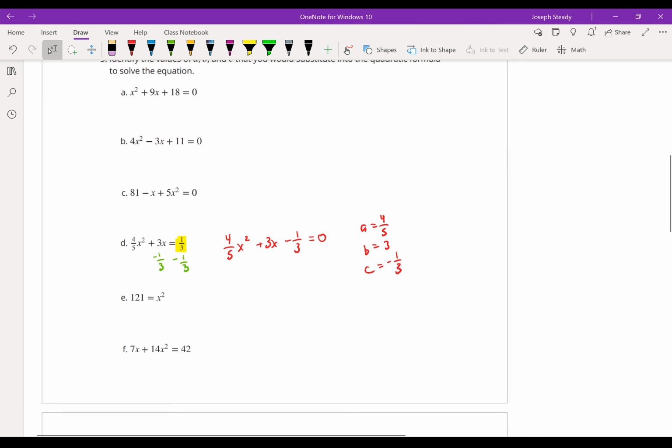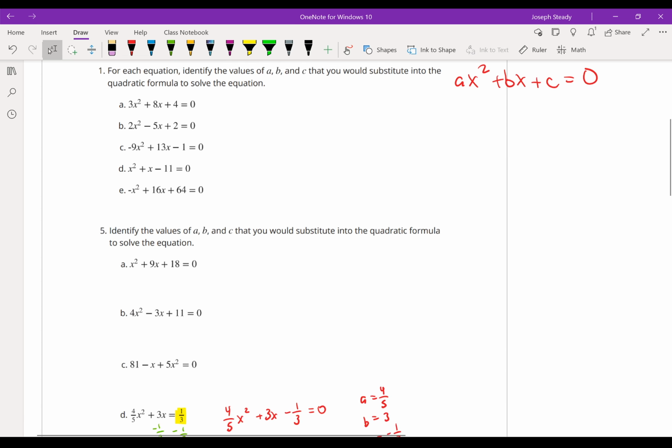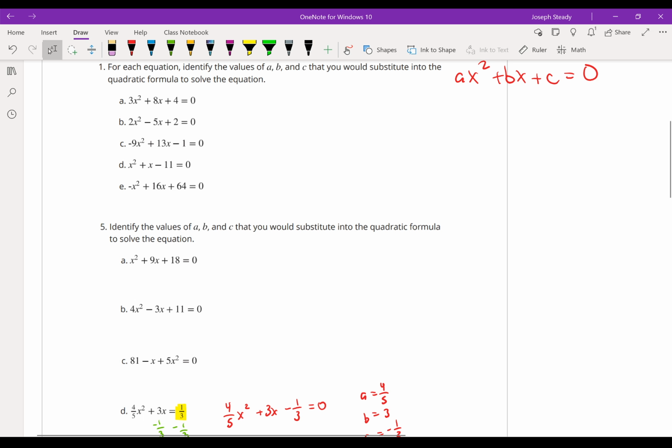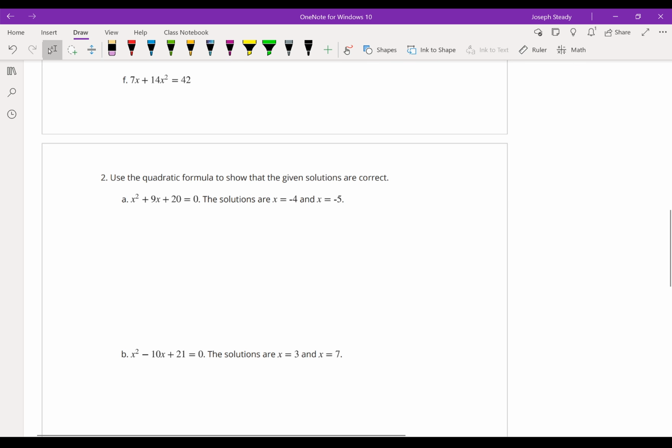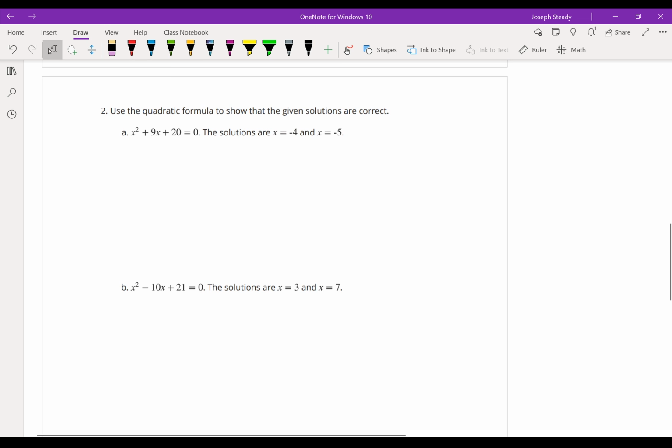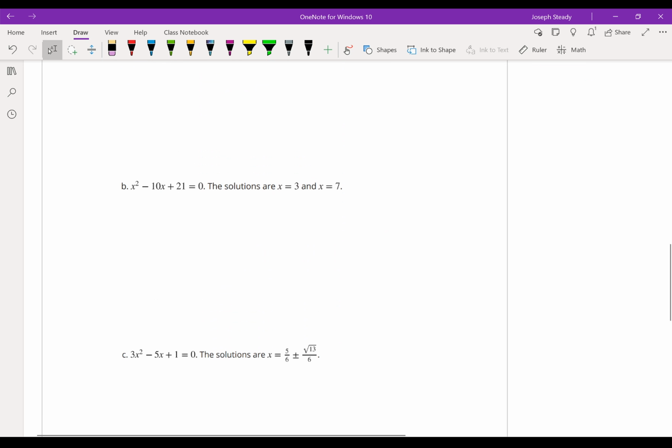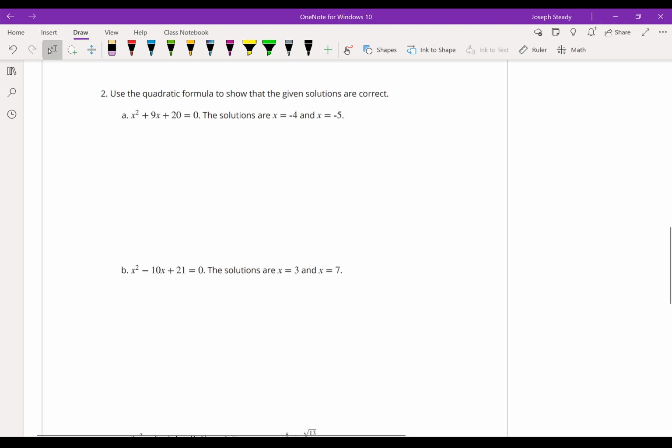Last thing to point out: problems 1 and 5 only ask you to find a, b, and c, not solve. Problem 2 on the last page actually asks you to solve. So make sure you are finding the final answers there by running that through the quadratic formula. Good luck, and if you have any questions, I will be back next class to answer them.